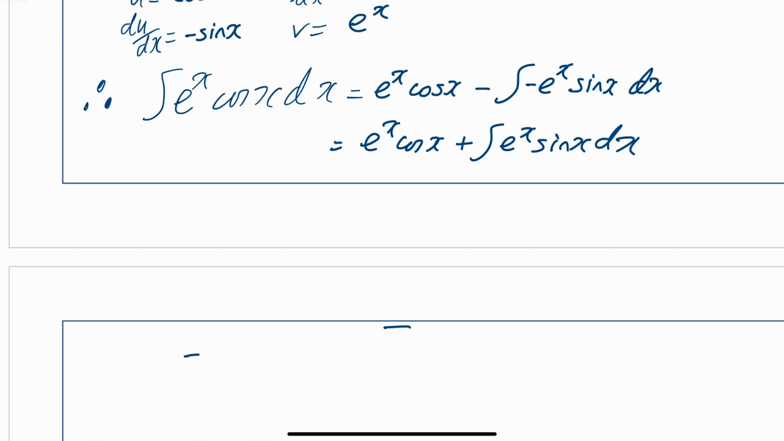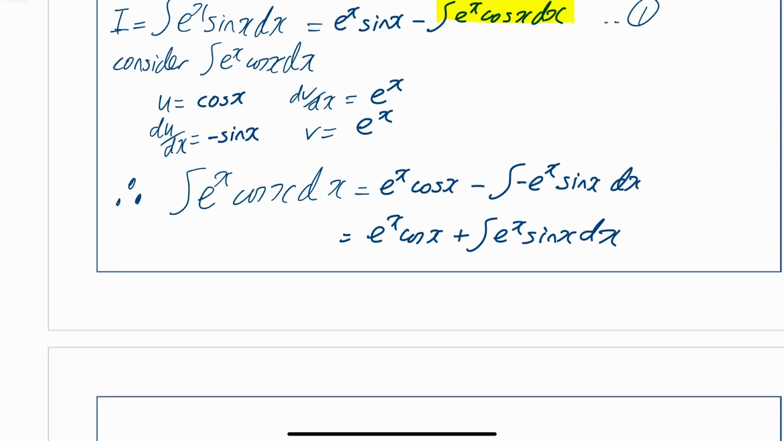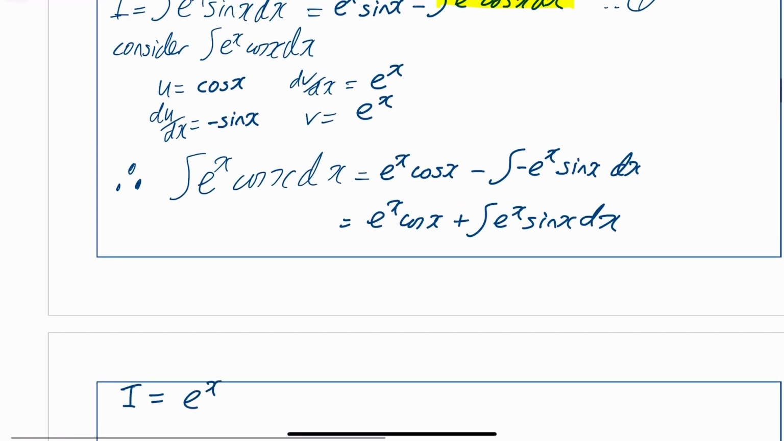that's not right. Apologies. Let's sub that back in properly. We'll put it back into the equation 1. So this is putting it back into equation 1. Your I is equal to, it was e to the x sine x, then minus, and our whole yellow thing here became this.